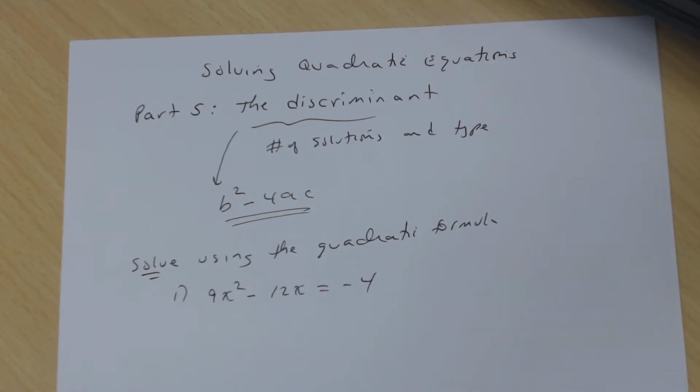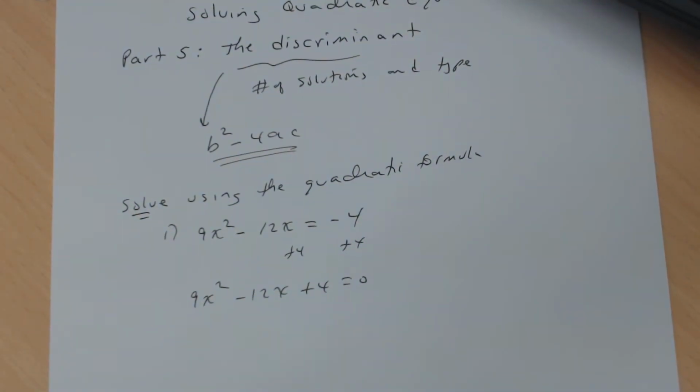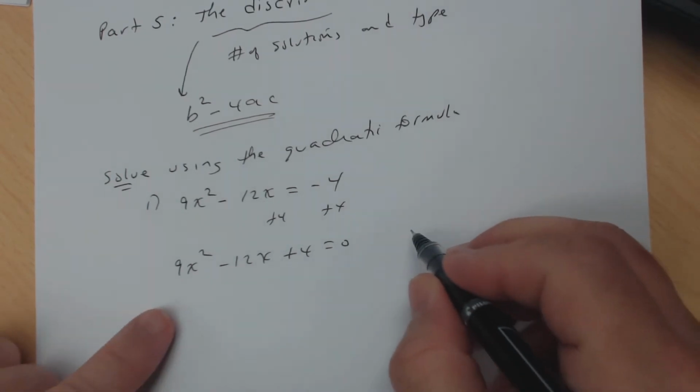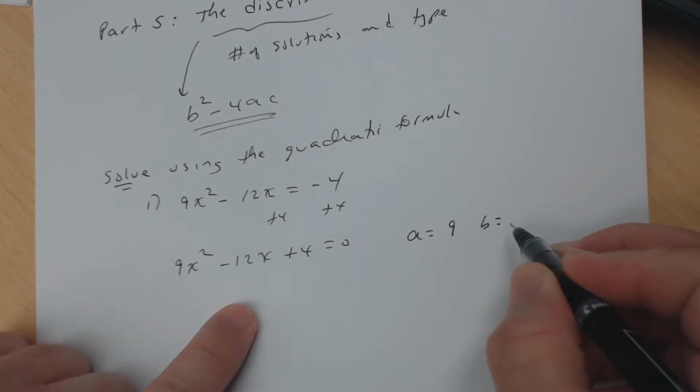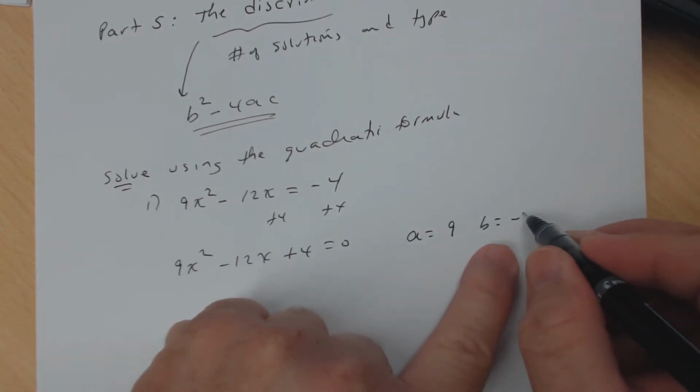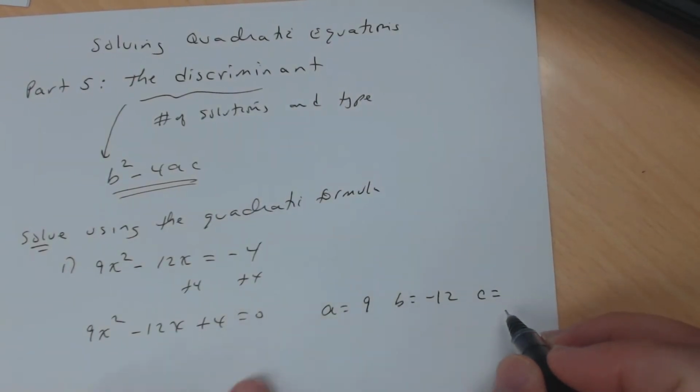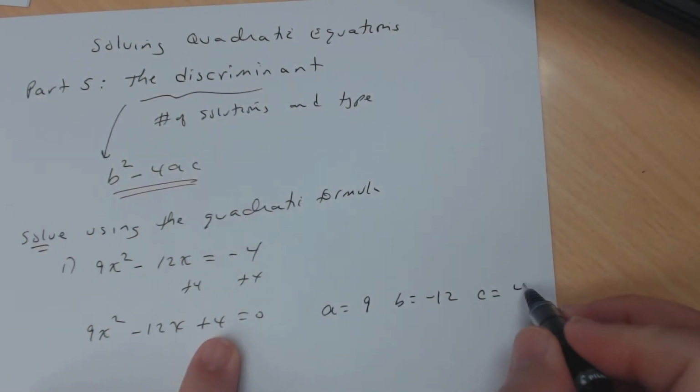Remember, if you're going to solve a quadratic equation using the quadratic formula, you have to make sure it's in standard form or general form, meaning you want every term on one side and 0 on the other. So we're going to add 4 to both sides. I'm going to get 9x squared minus 12x plus 4 equals 0. And once you do that, you have to determine a, b, and c. a is the coefficient of x squared, so that's 9. b is the coefficient of x, so that's negative 12, not 12, but negative 12. And c is your constant, so that's a positive 4.